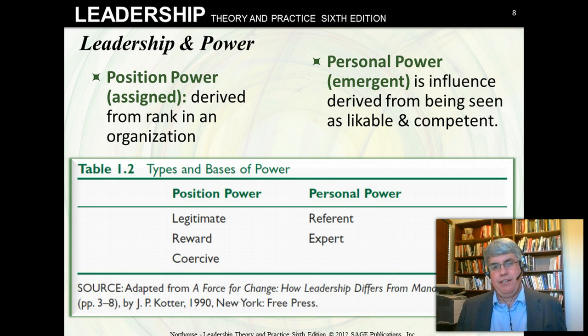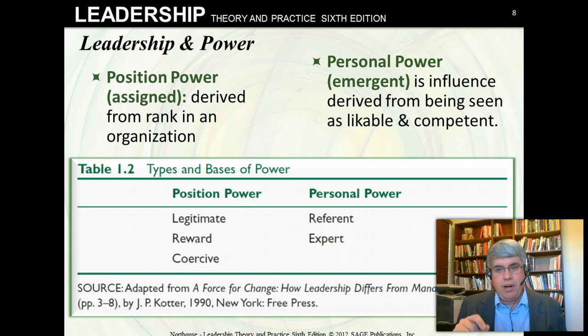Now, you might have noticed that these 5 different power bases are somewhat associated to assigned power and emergent power. So the ones that are linked to assigned power, we can call that position power, and that's derived from your rank in the organization. For example, the legitimate power, the reward power, and the coercive power all come from the rank in the association, your organization. When your boss has these 3 types of power.